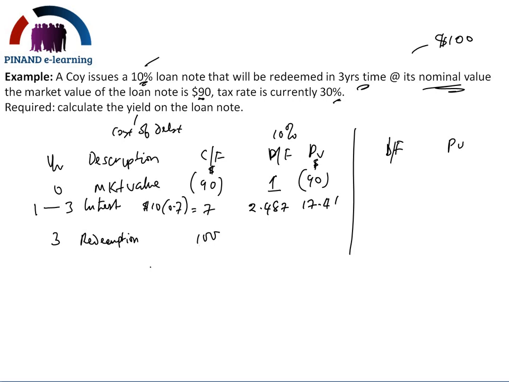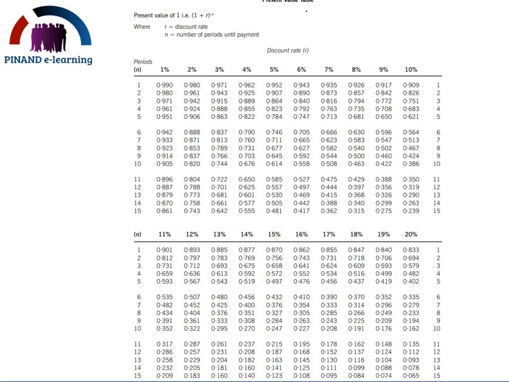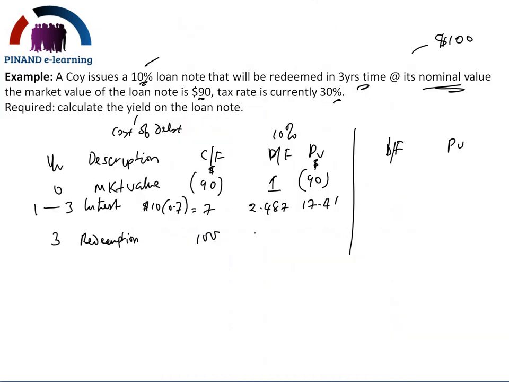So 10% for year 3, present value table. You can see the present value table, the PV table. Okay, so let's see, 10% year 3, 0.751. That's it here. Multiply 0.751 by 100, and that will give me 75.1. So this will give me a positive 2.51, considering the $90 I have in year 0. Just sum it up.